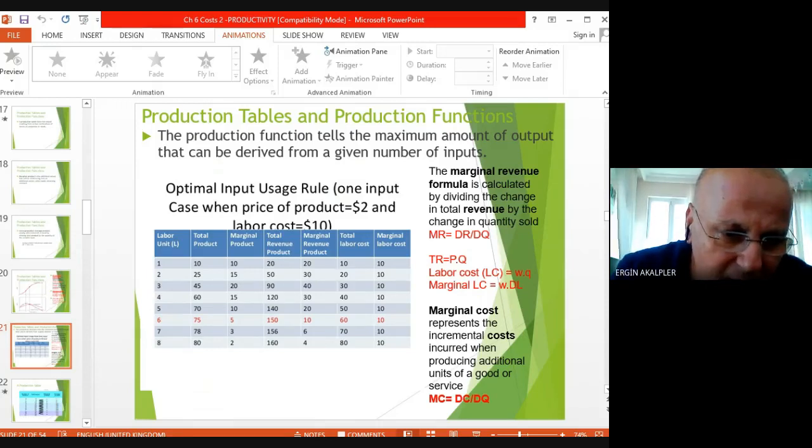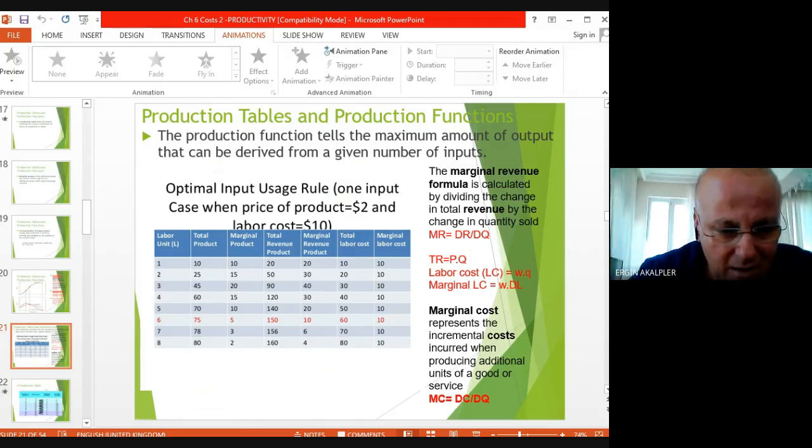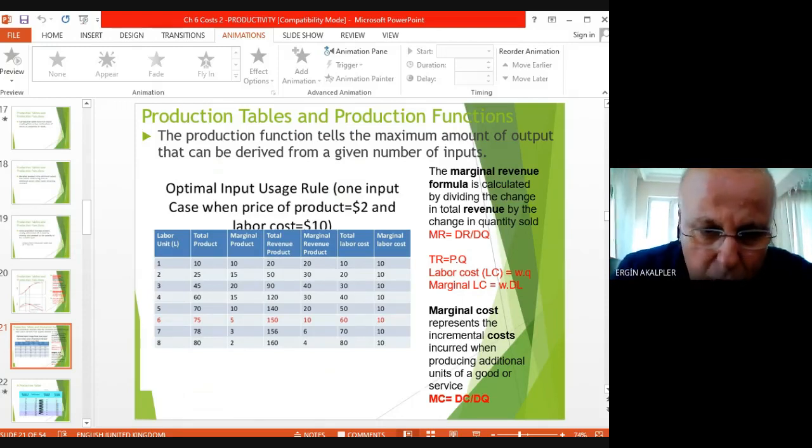As you are observing, there are differences in the marginal product. The first is 15, then from 25 to 45 is 20, from 45 to 60 is 15, from 60 to 70, 10, from 70 to 75 is 5, from 75 to 78, 3. You are observing marginal product and productivity is decreasing, and at the end it goes to 0 and then goes to negative, which is not illustrated in this graphic.